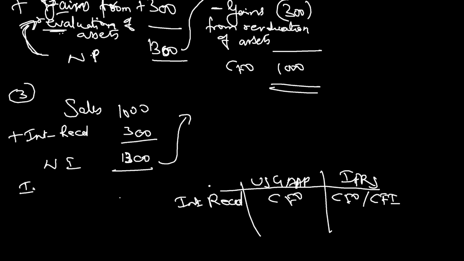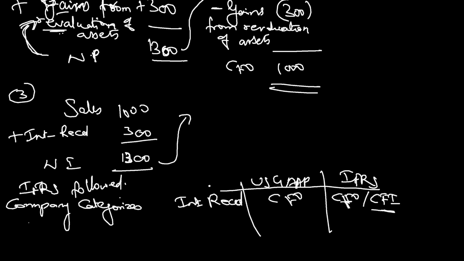Now imagine you are following IFRS, and your company wants to categorize interest received under CFI. So the company categorizes interest received as CFI.